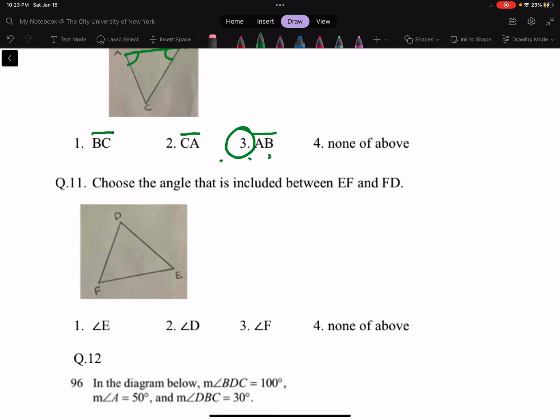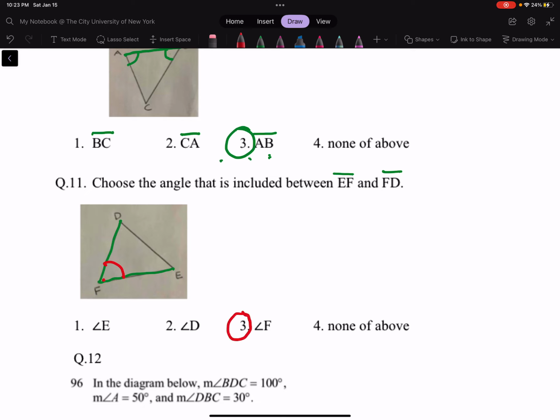And then 11 is choose the angle that is included between EF and FD. So again, a segment EF is this, and FD is this. Which angle do you find between them? This is F. So your choice should be number 3.